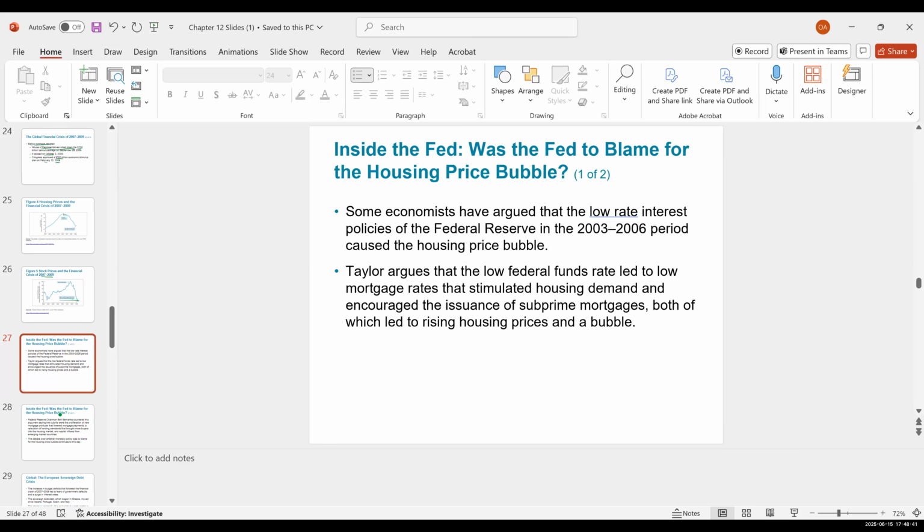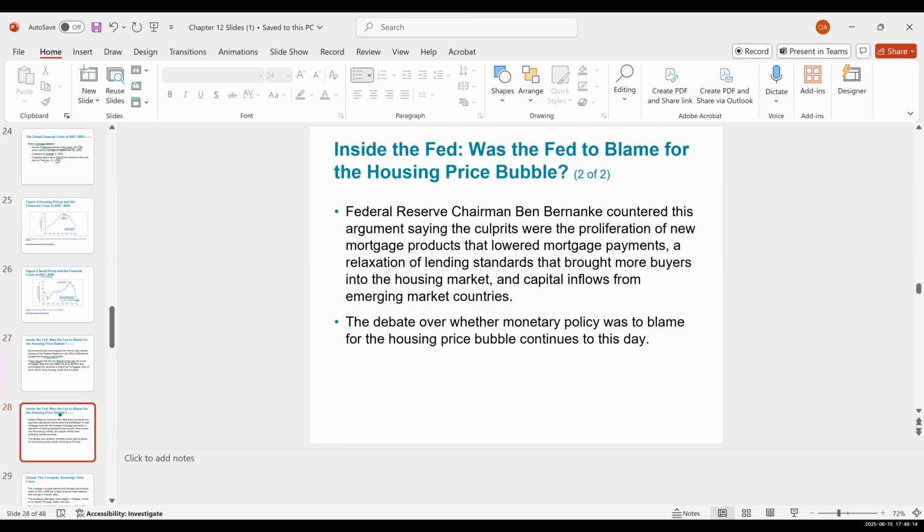Americans saw that as an opportunity to borrow money cheaply at low interest rates to buy homes. So some people were blaming the Fed as the one responsible for creating the housing bubble. John Taylor, a professor of economics at Stanford, was the one leading this charge against the Fed. He argued that the low federal funds rate the Federal Reserve operated during that time stimulated housing demand and encouraged the issuance of subprime mortgages, both of which led to rising housing prices, what we're calling the bubble in the first place.